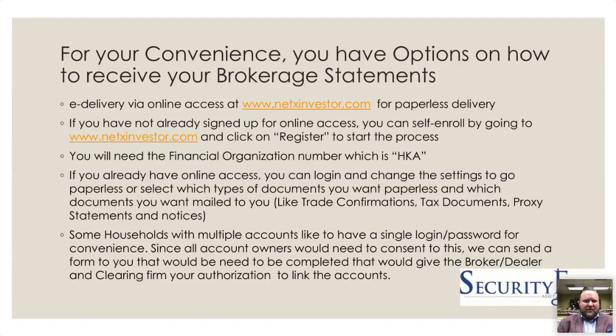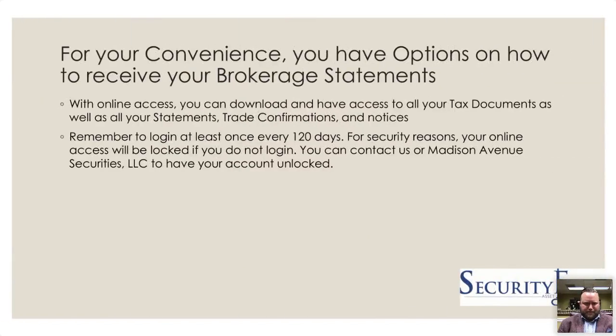And if you already have online account access, you can always change what you want to have access to and what you would like paper. You can do that online, or you can reach out to us. Many people, as I mentioned, like to have a single logon where if you and your spouse both have accounts with us, you can use the same logon information to see all your accounts at Pershing, and you can log on and see whatever accounts you have with us in one spot if they're through NetX 360 there with Pershing.